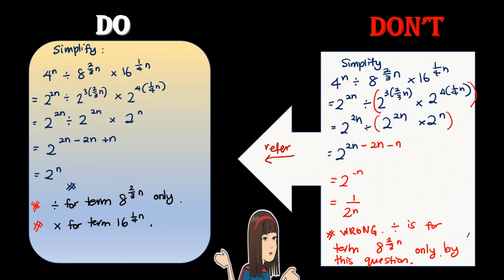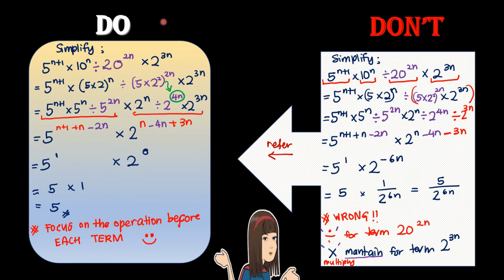Still in indices, we have a question with bases 5, 10, and 20. Your lowest bases start from number 2 and number 5. So 10 you can change to 5 multiplied by 2, and 20 to 5 multiplied by 2 to the power of 2. I think the pattern is the same as before. You have division here, and this division only applies to the number 20, which is 5 multiplied by 2 to the power of 2, with the power 2n.